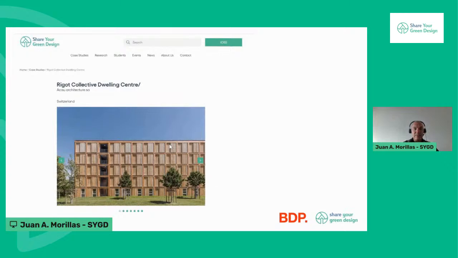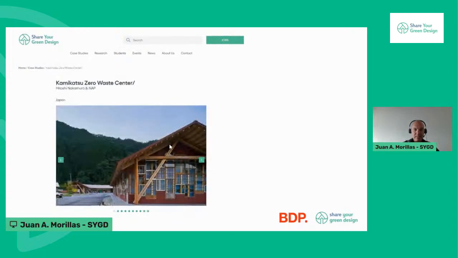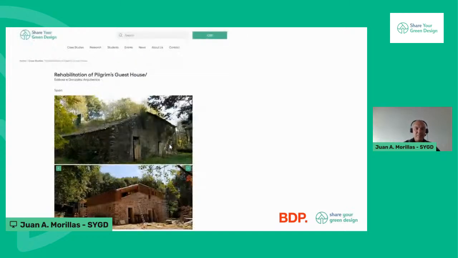This one here is in Switzerland. Again, it's a completely different design. It's a modular construction made of timber, and it's a temporary building for 10 years. It was done modular because it would be relocated somewhere else in the future. This one is in China, and it's done mainly with local stone. This one is in Japan, and it's an interesting one that Nair actually wrote about. It's a circular building, so it's all parts from demolished buildings.